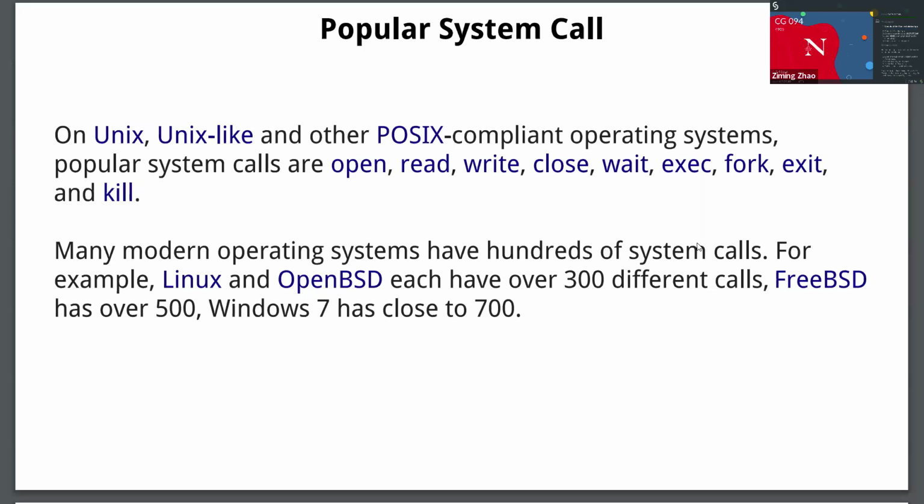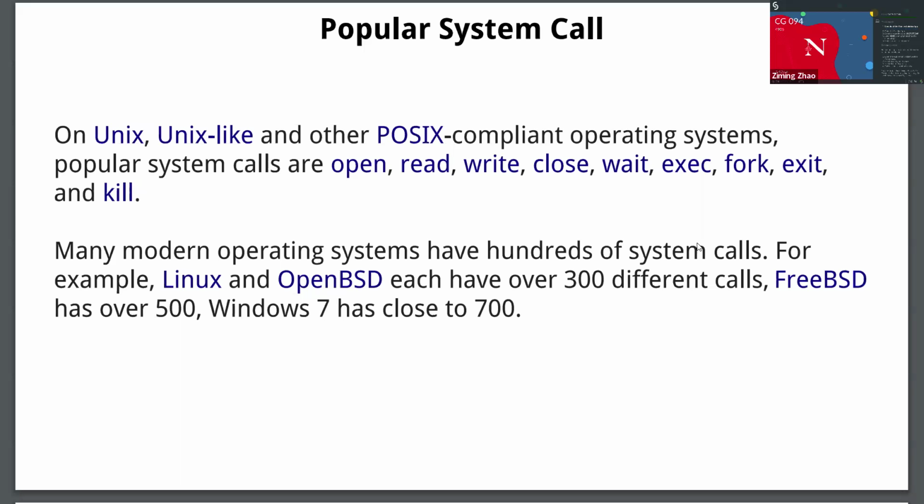Unix systems provide many system calls, and POSIX has a standard. They say those are the system calls your system should provide: open, read, write, close, wait, exec, fork, exit, kill, those system calls. I think Windows doesn't have fork. The Windows system call is called create process, so it has different semantics.